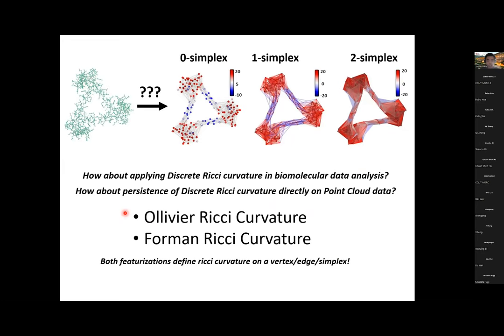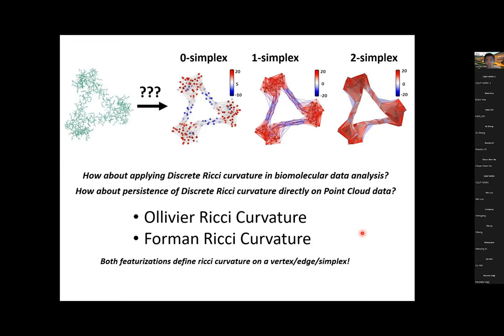What we have done is that we have successfully applied this Ollivier Ricci curvature and this Forman Ricci curvature to these biomolecular systems. So for each molecular structure, we can assign a certain value to these vertices and these edges and these triangles. And this allows us to effectively encode this geometrical information from this curvature-based model.